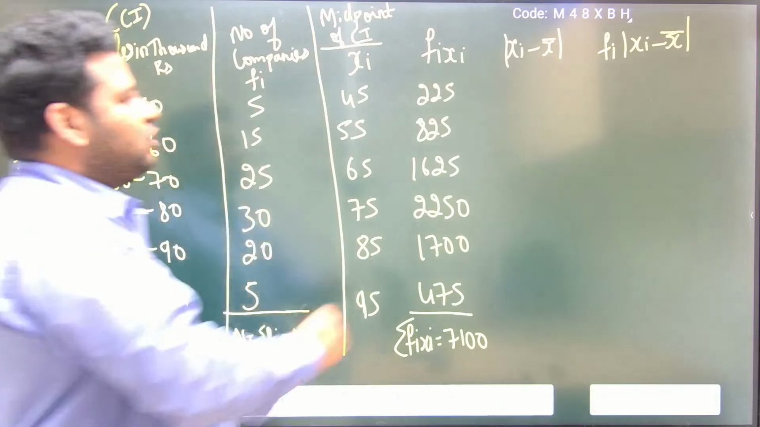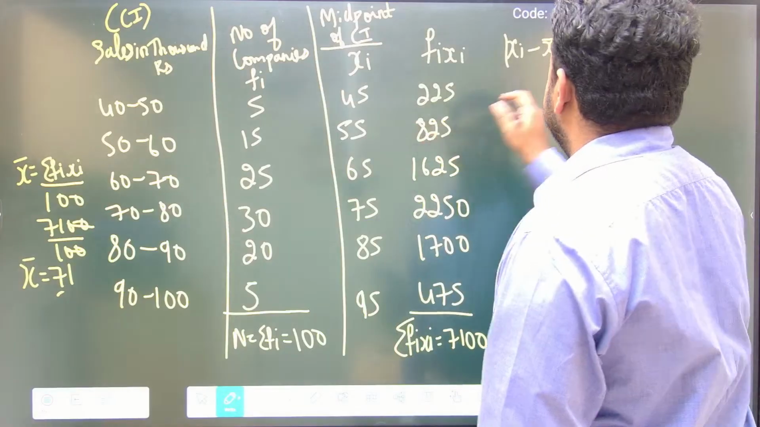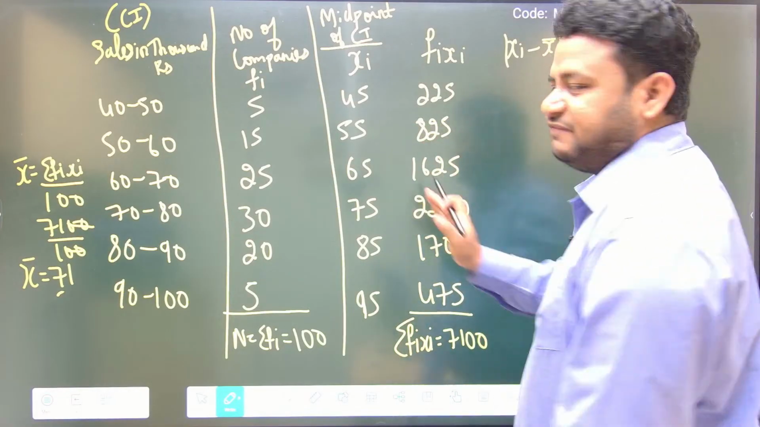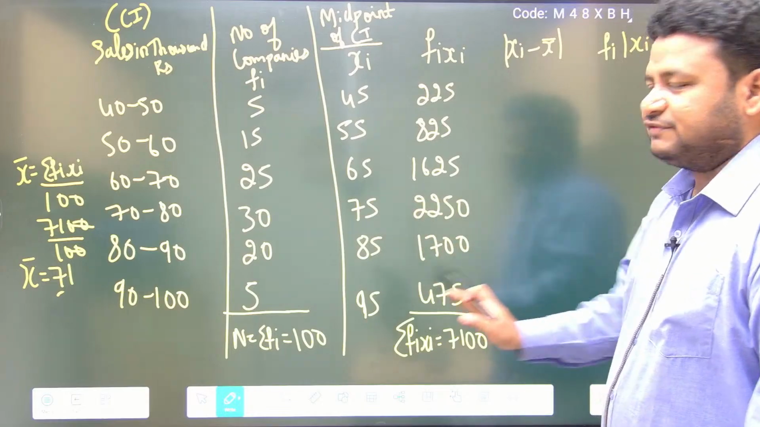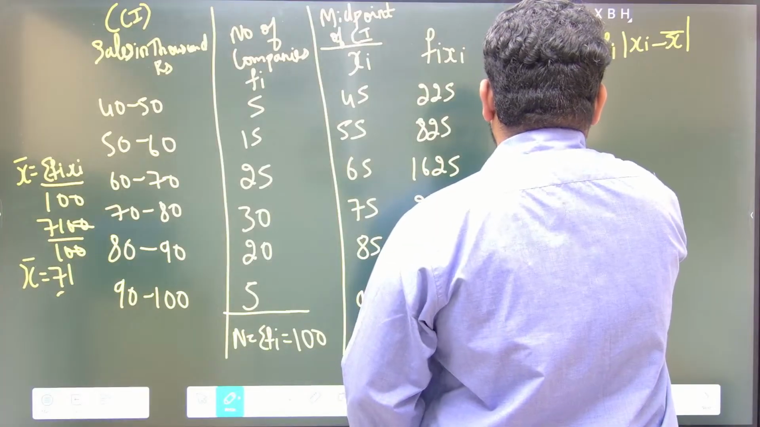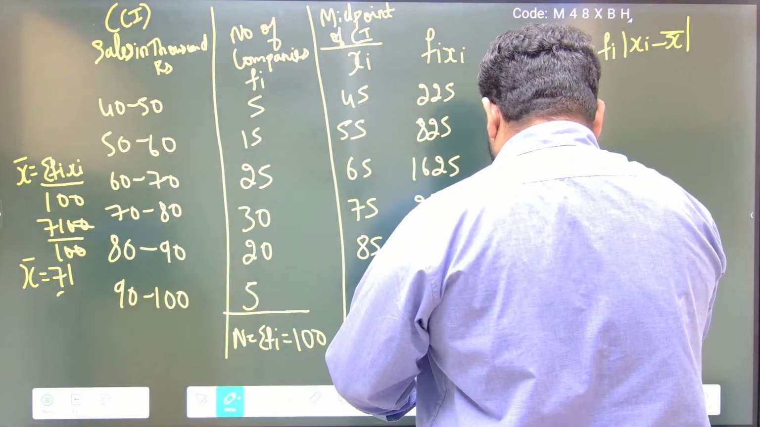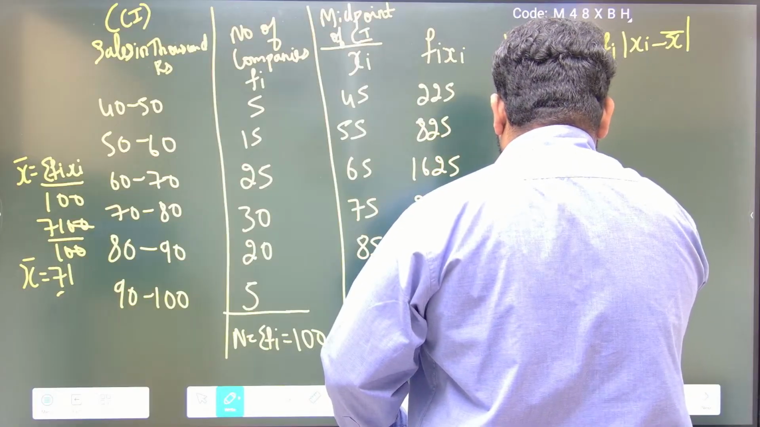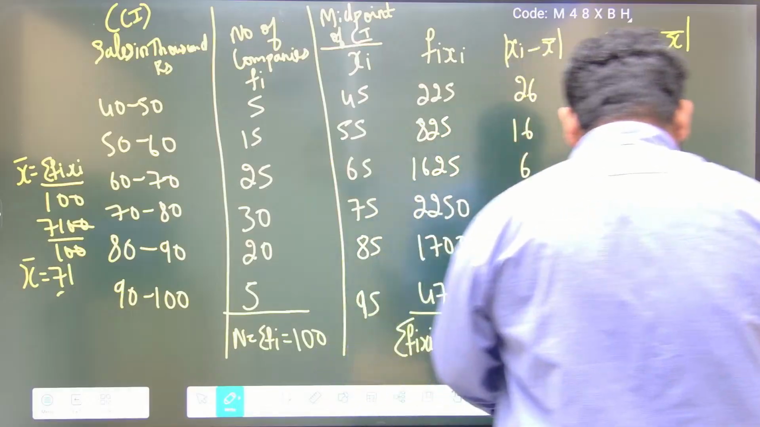Now what should I do? Xi minus x bar, that is 45 minus 71. Similarly 55 minus 71, 65 minus 71, 75 minus 71, 85 minus 71, 95 minus 71. What will we get? We will get the values 26, 16, 6, 4, 14, and also 24.